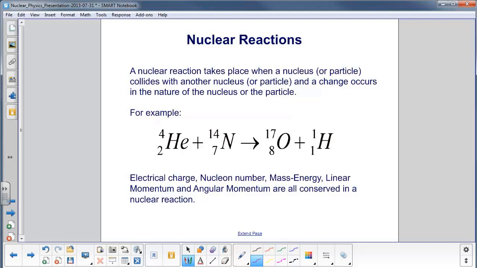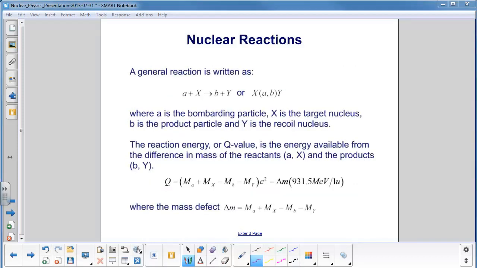Now, in nuclear reactions, electrical charge, nucleon number, mass energy, linear momentum, and angular momentum are all conserved in the reaction. These can take place spontaneously, for example, in the sun. The sun is constantly putting hydrogens together to get helium, and then putting heliums together to get higher mass elements. Or they can occur in laboratories, in physics labs, where we bombard elements with neutrons or protons or other elements and see what happens. And we do this to find out what is the structure of the nucleus.